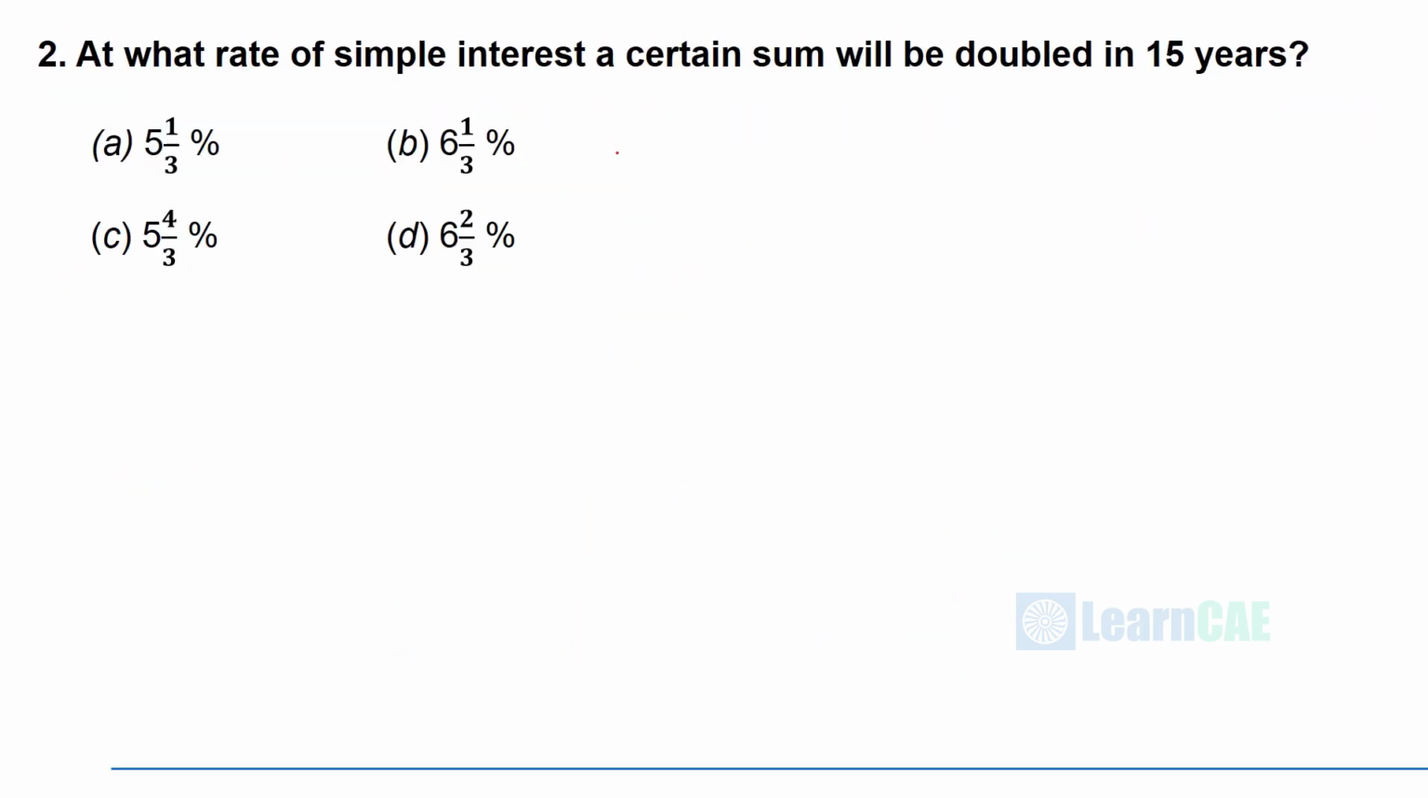Next question. At what rate of simple interest a certain sum will be doubled in 15 years? It means when you are investing an amount P, after 15 years it has become doubled. It means the total amount, which is equal to principal plus simple interest. So this has doubled. This has become 2P. It means simple interest will be equal to the same principal value.